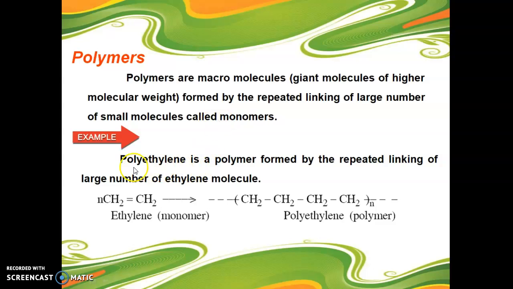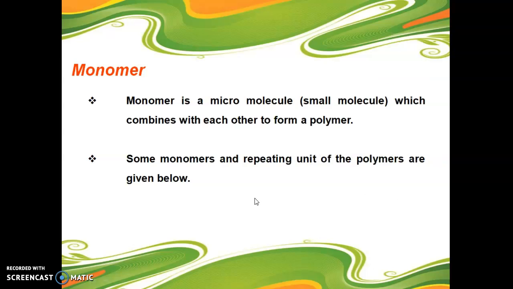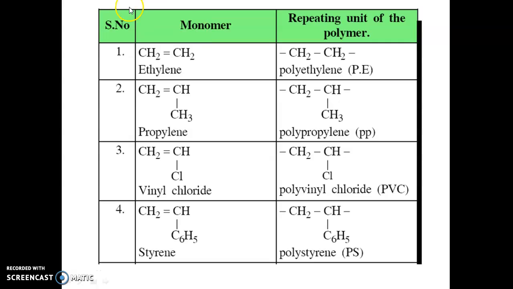So, if you take an example of polyethylene, it is prepared by the monomer ethylene, and it is formed by the repeated linking of large number of ethylene molecules to form a polyethylene. So what is a monomer? A monomer is a micromolecule, means a small molecule which combines with each other to form a polymer. Some monomers and repeating units of polymers are given below.